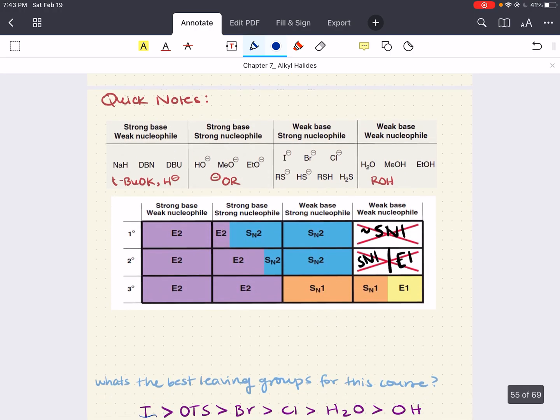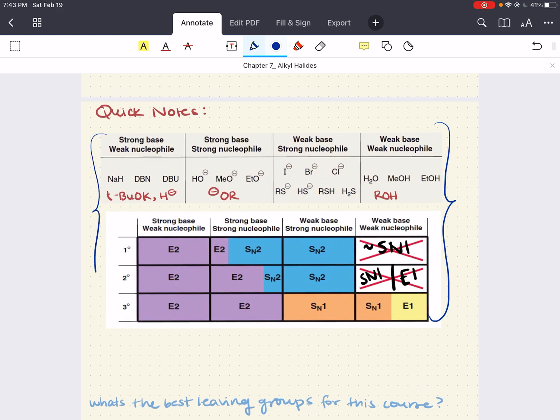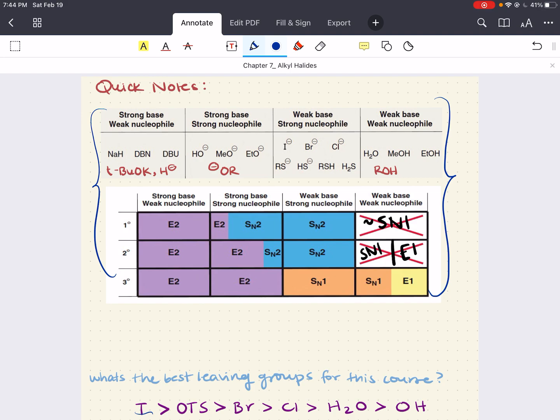Now, some quick notes, just a friendly reminder here. These are two of the most important tables, or figures, that you need for this chapter. It is super important that you commit these to memory and understand them fully. Spend some time observing, taking notes, and making flashcards, making sure you understand how to characterize all of these groups and what they will result in, in terms of reactions and then products.